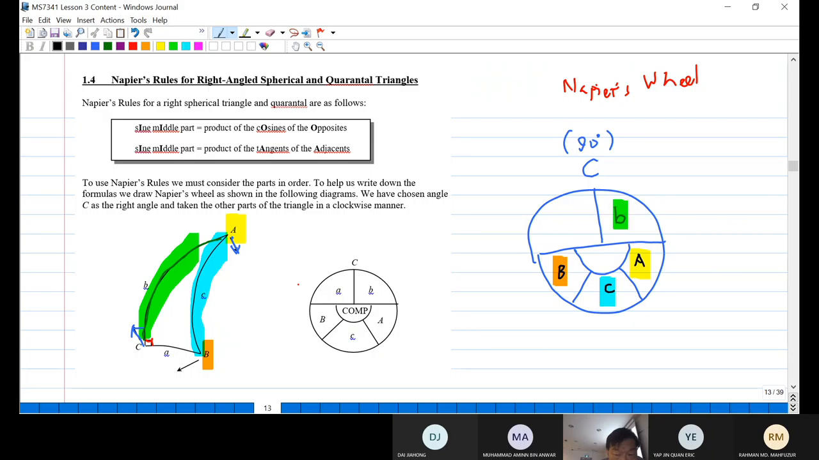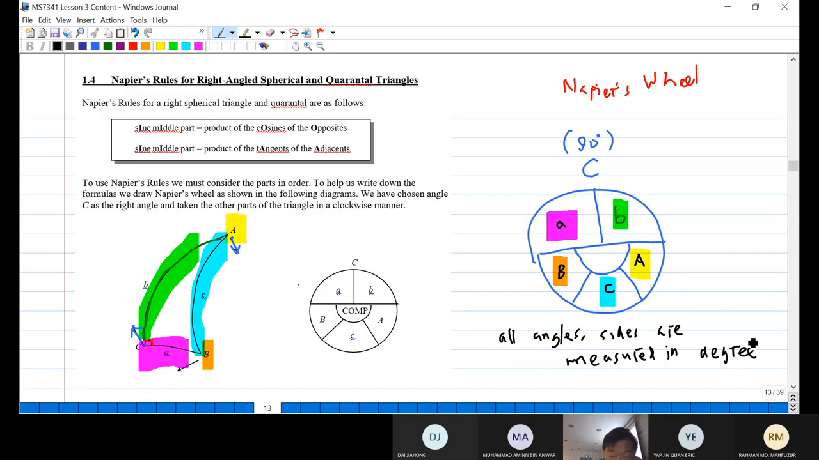Okay, then finally, the last side you're going to get, I mean, use another color, normally color level. Let's try this one. Okay, this one. It's angle A now, right? No, not angle A, side A. All these angles and sides are measured in degrees or minutes and seconds, all right?